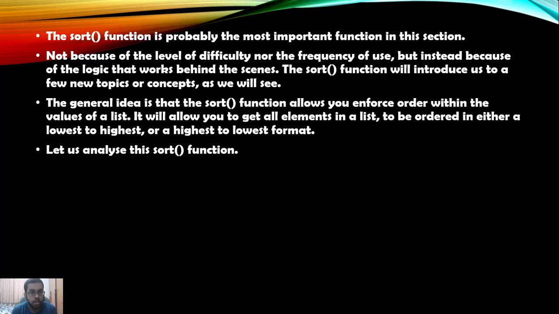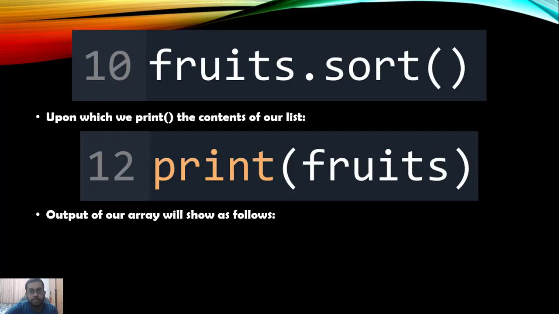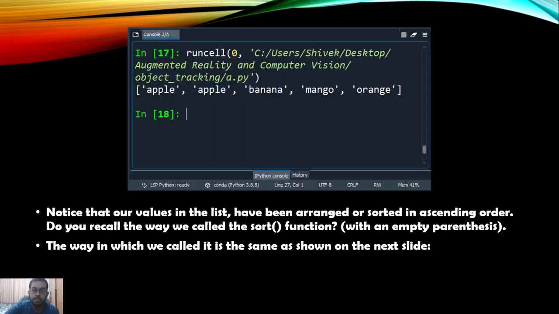Let us analyze the sort function. Fruits.sort, upon which we print the contents of our list. Print fruits. Output of our array will show as follows. Apple, apple, banana, mango, orange. Notice that our values in the list have been arranged or sorted in ascending order. Do you recall the way we call the sort function with an empty parenthesis? The way in which we call it is the same as shown on the next slide.